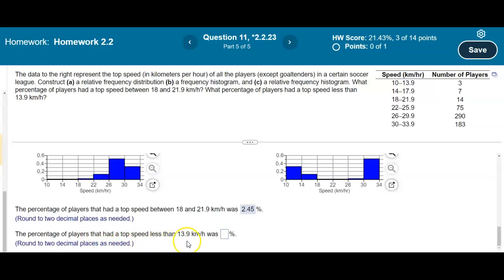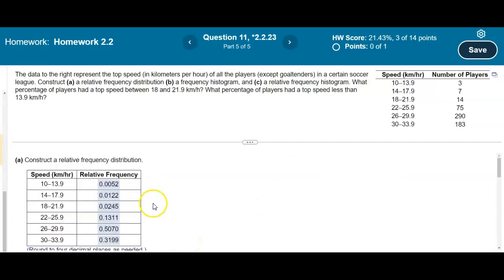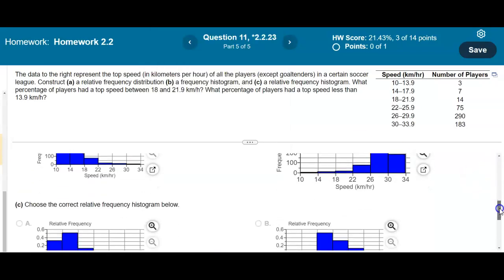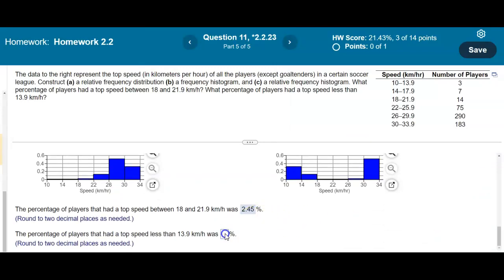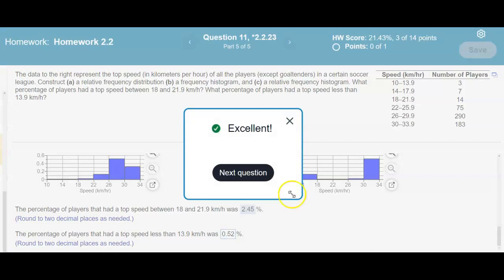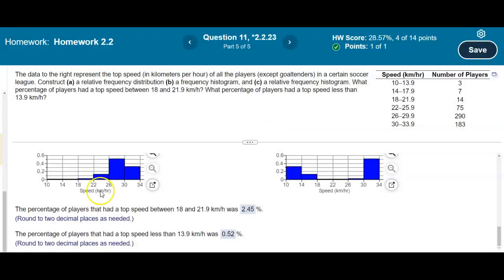Now it says the percentage of players that had a top speed less than 13.9. Anything less than 13.9 is going to be this first result. We take 0.0052 and multiply that by 100%, which gives us 0.52%. So our answer is 0.52%. And that concludes our question.